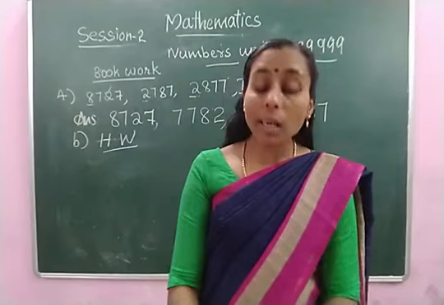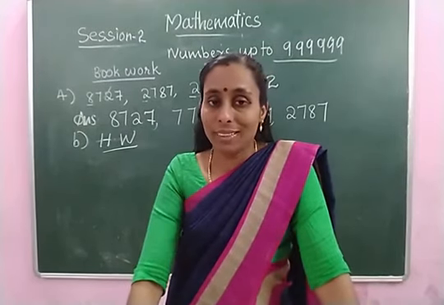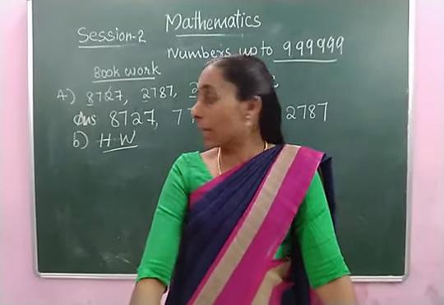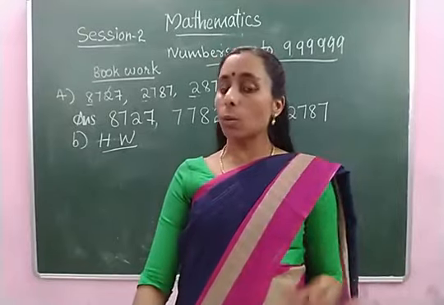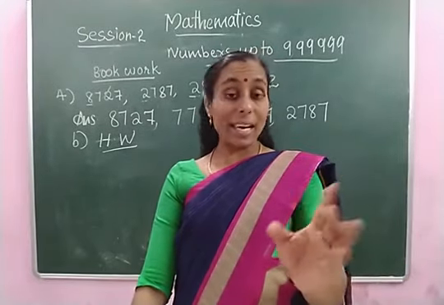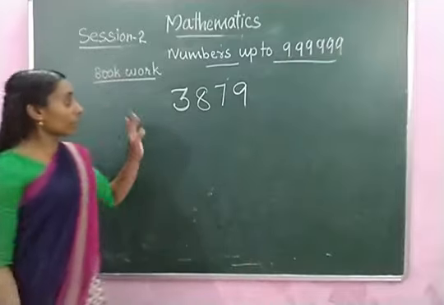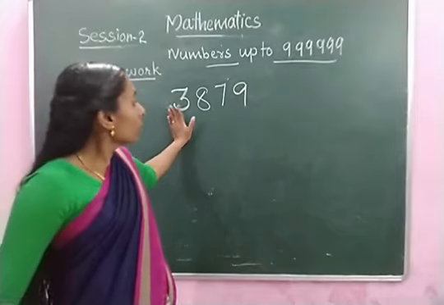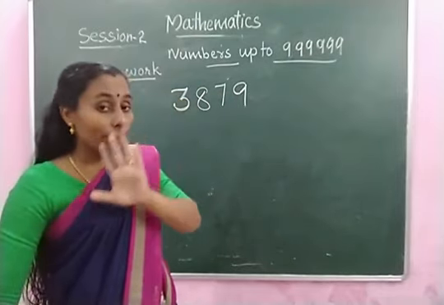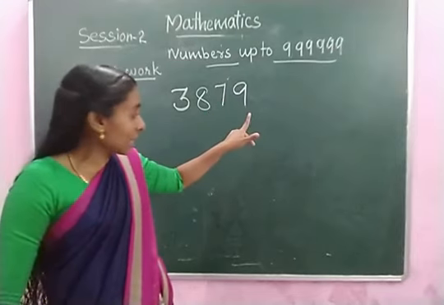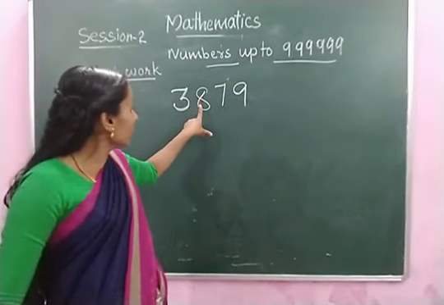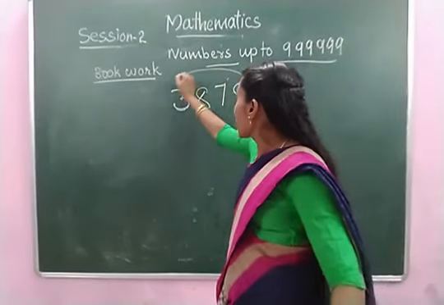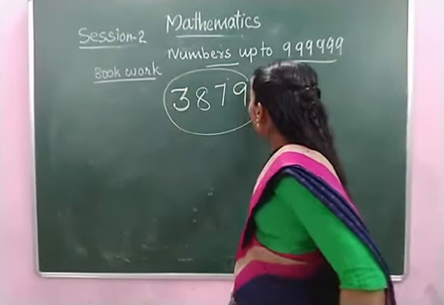Next one. Place value and face value. Do you remember what is place value? What is face value? Before explaining what is place value and what is face value, I shall explain what is place. I have written a number on the board. How many digits are there in that number? This number has 4 digits: 9, 7, 8 and 3. Here it is a 4 digit number.